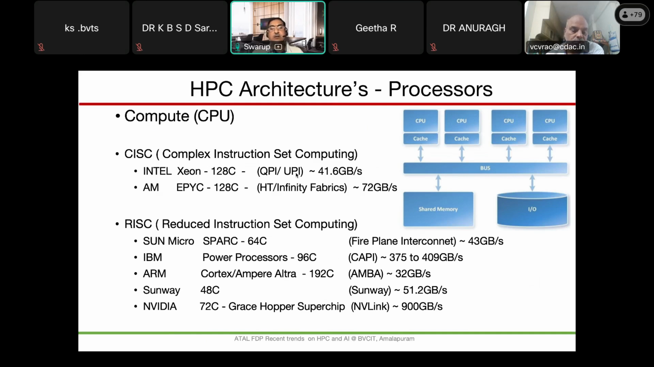Now, if you take this, you please read it as AMD. So the AMD EPYC processors are 128 core processors. Now there is the Infinity Fabric, which earlier they called HyperTransport. Now they are calling it Infinity Fabric, which is offering around 72 GB per second.